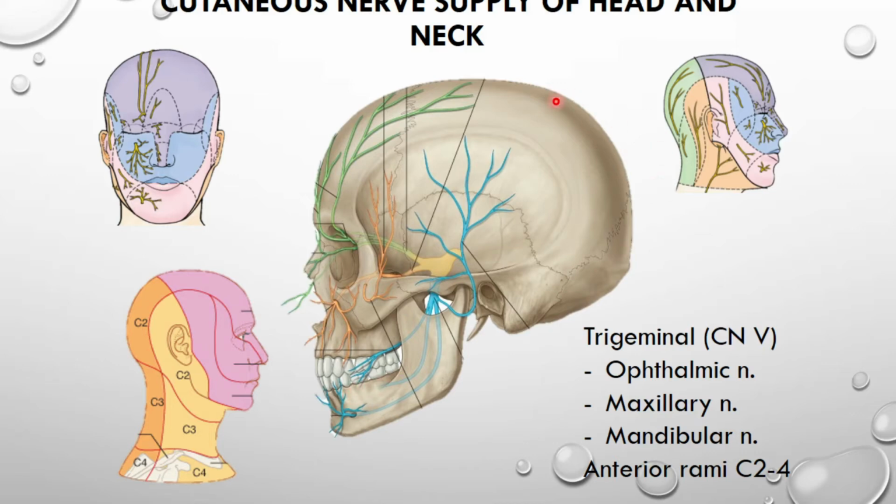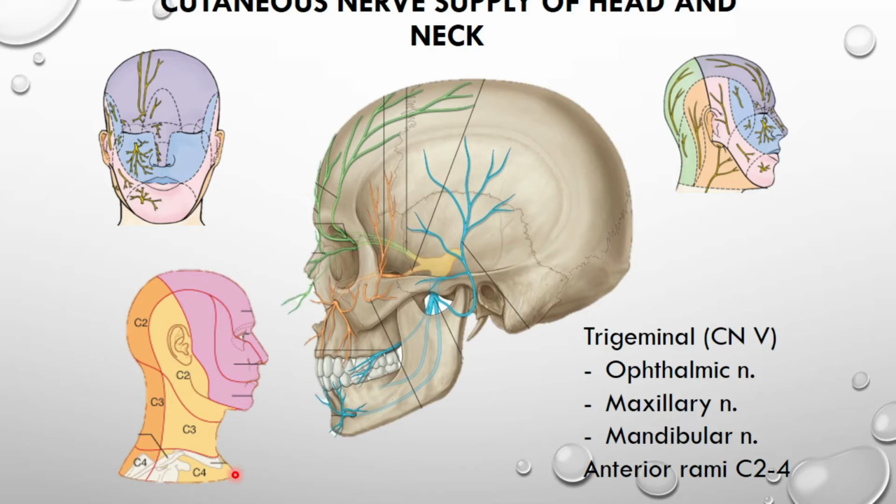Then the posterior aspect of your scalp will be supplied by the second cervical nerve. So C2 is supplying all up here. And then as we move down onto the neck, we have the majority of your neck being supplied by C3. Oh, we can see that better here. And then the root of your neck, where your neck meets your shoulders and your chest, is supplied by C4. So that's the cutaneous supply of the head and neck.